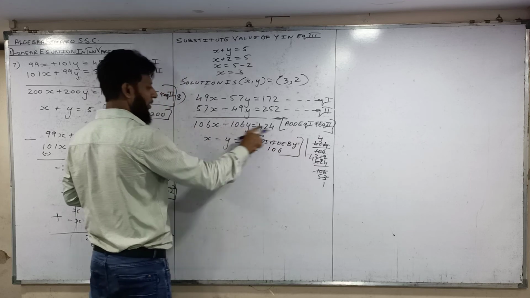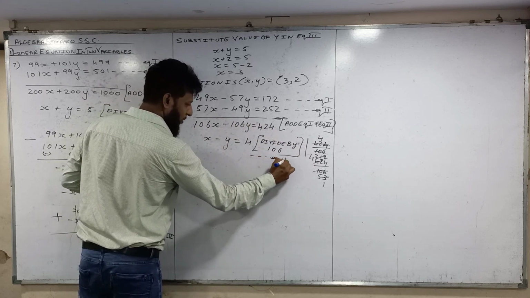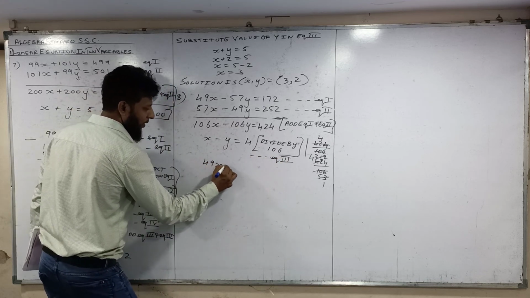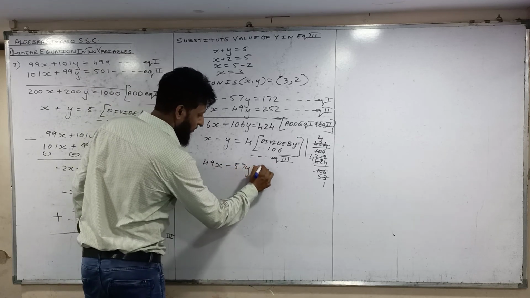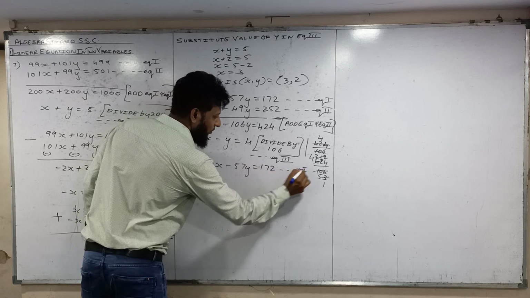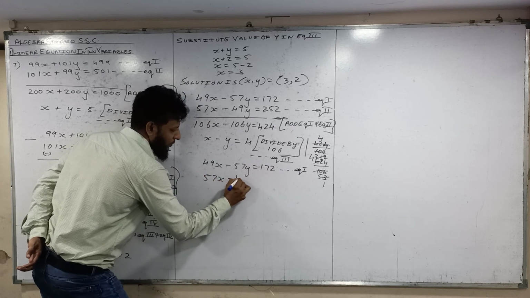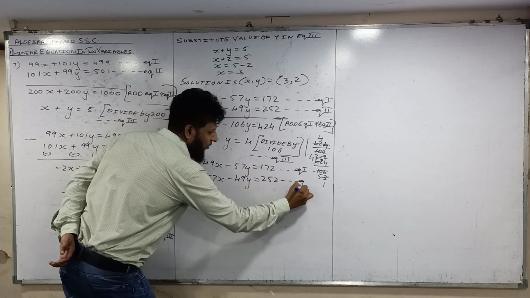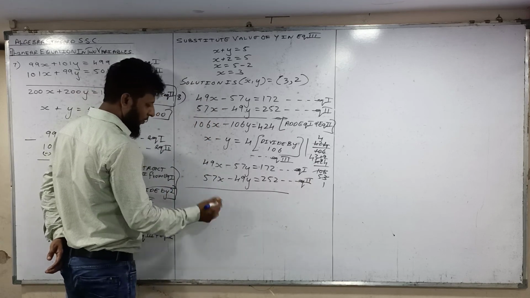So we are dividing all by 106. This is our new equation. Our new equation is: again one time add and one time subtract. 49x minus 57y is equal to 172. This is equation 1. And now 57x minus 49y is equal to 252. Equation 2. Okay, so you have to subtract now.